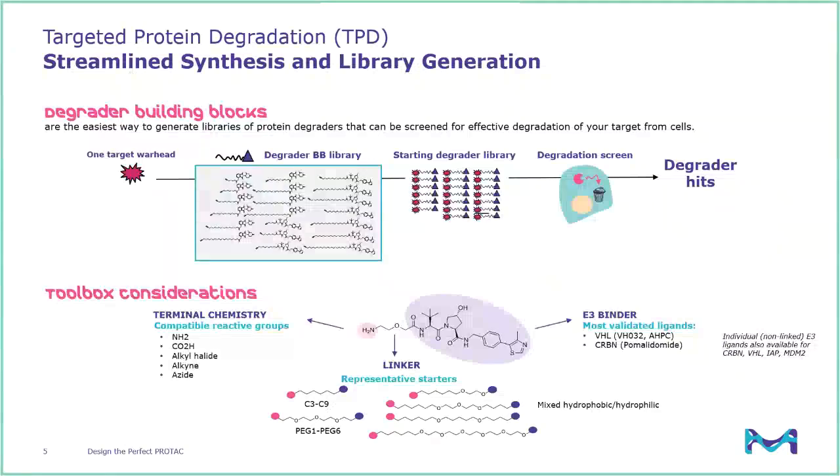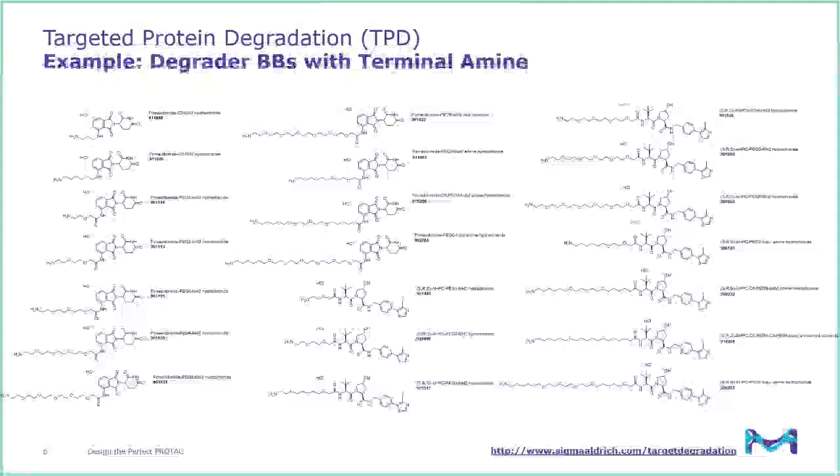And then on the end of that linker is what we call the terminal chemistry, or the functional group that a researcher would use to add his or her target warhead. And so this is where the library generation is really streamlined, because if you pick one of these reactive groups, for example, the amine, this is a slide showing all of our amino-terminated degrader building blocks. You can start with one target warhead and quickly generate, in parallel fashion, a starting library of protein degraders to screen for degradation of your target in cells.